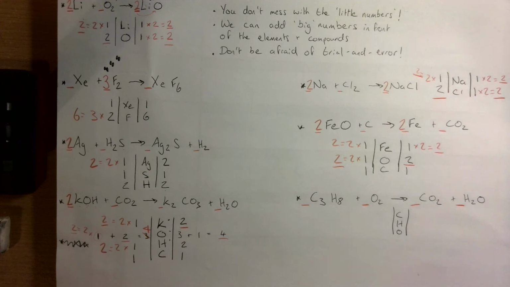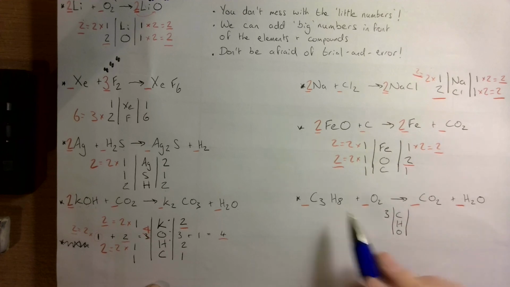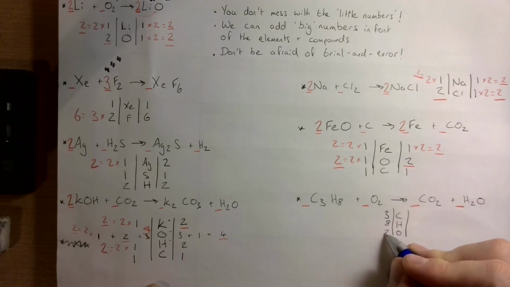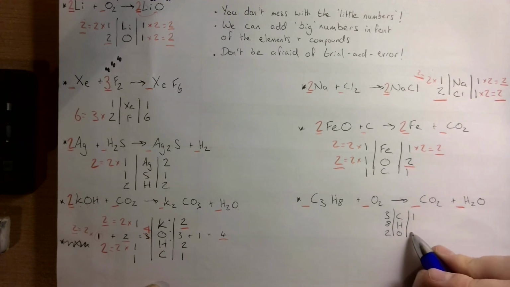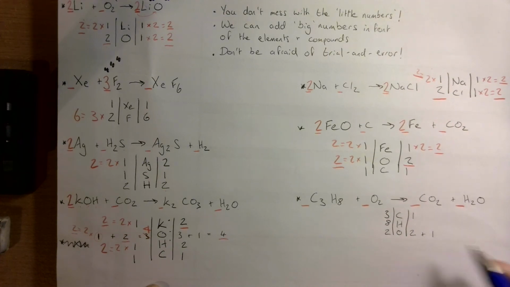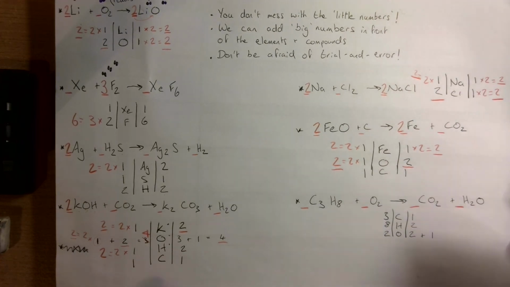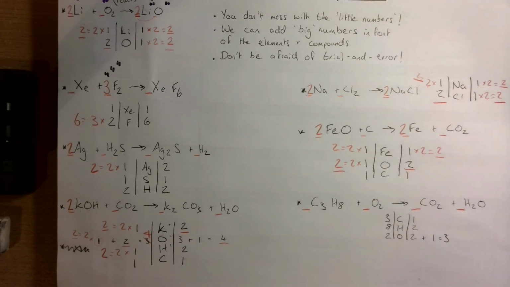Okay, welcome back. Let's have a little look then. So, we've got 3 carbons, we have got 8 hydrogens, and we have got 2 oxygens. We have got 1 carbon, we have got 2 oxygens, plus another one, and we've got 2 hydrogens. Okay, so not a single thing here balances. Isn't that fun? So, what are we going to do? I wonder if you got to an answer, or if you got a bit frustrated.